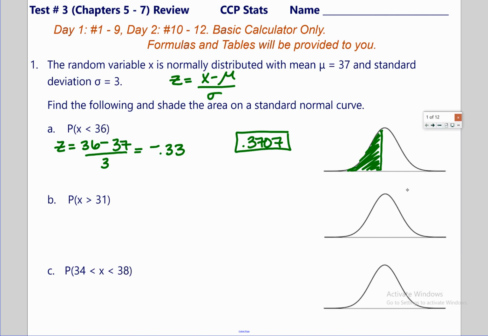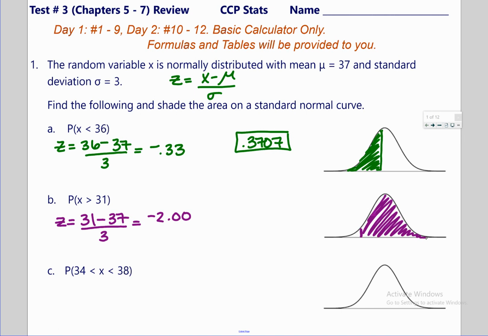All right, so the next one, we have an x value greater than 31. Again, I'm going to take my 31 and transform it into a z-score. 31 minus 37 over 3, that's negative 6 over 3, so this one's exact, negative 2.00. Negative 2 is going to be down on the left a little bit, but this time we want an area greater than that, so we're going to shade to the right.